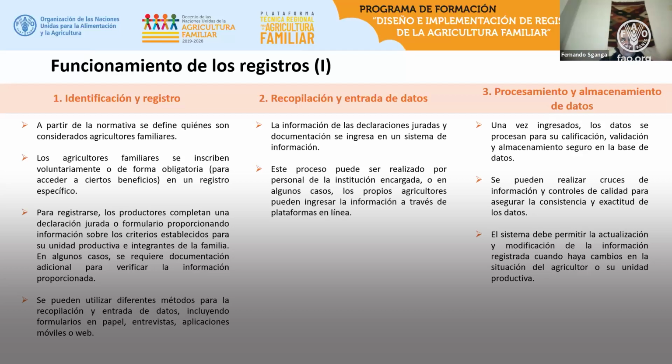First of all, family farmers register voluntarily or mandatorily to access certain benefits, as was just discussed, in a specific registry. In order to register, producers, from our experience, have to complete a sworn statement or a form providing information on the established criteria to be considered a family farmer, as a production unit or family members. In some cases, we can document or access additional information, but basically it's a form.